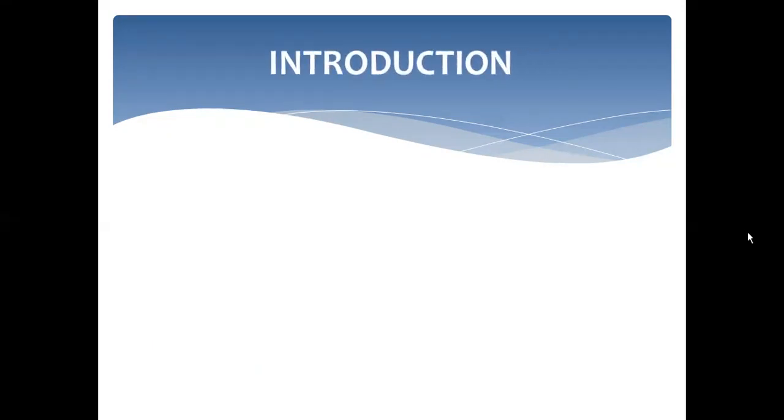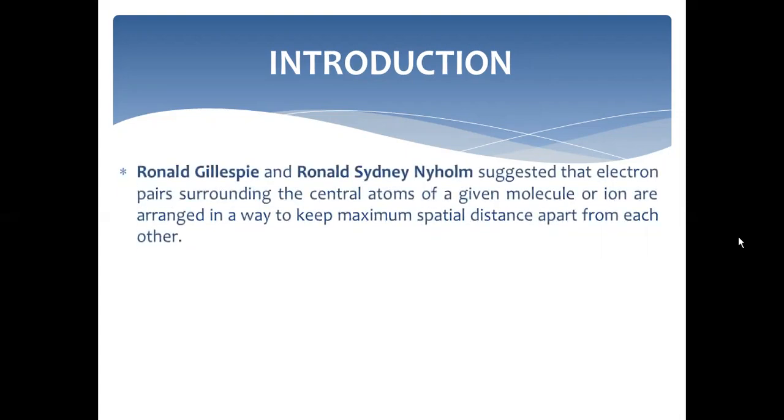Earlier we studied what is meant by the Lewis structure. Why do we step into the Lewis structure? From the Lewis structure only, this VSEPR theory arrived. Ronald Gillespie and Ronald Sidney Nyholm suggested that electron pairs surrounding the central atom of a given molecule or ion are arranged in a way to keep the maximum spatial distance apart from each other.